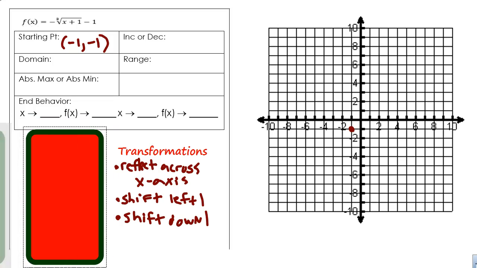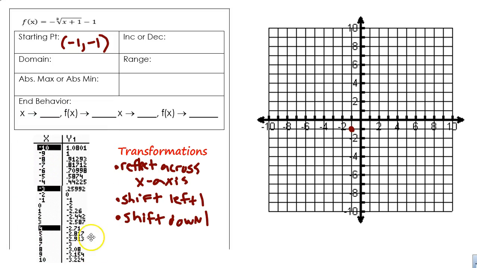Well, let's see, I've got my calculator output here for a whole bunch of points that we can use. And I'm looking for those easy ones to plot first. Negative 2, 0. Negative 1, negative 1. That's where I predicted it would be. Then 0, negative 2, and 7, negative 3. Those are the ones that are easy to plot.